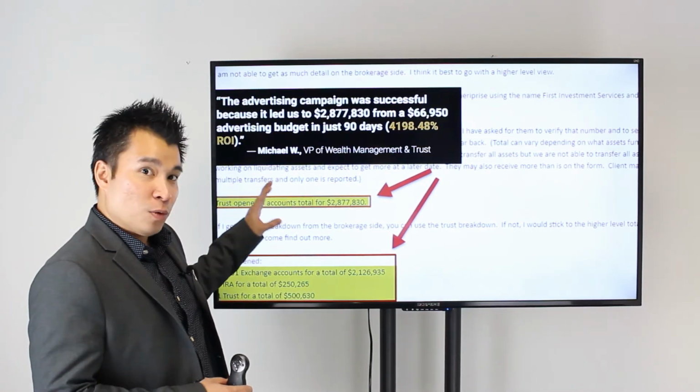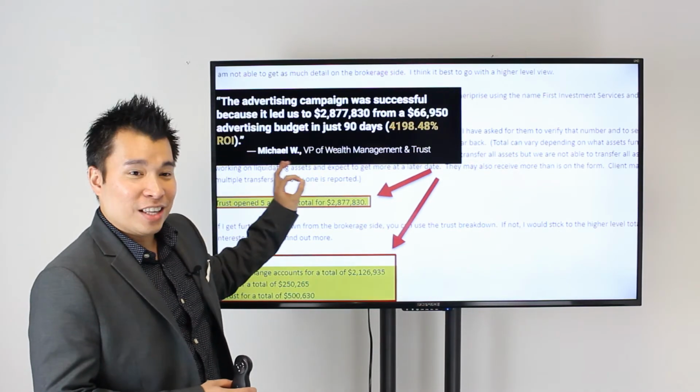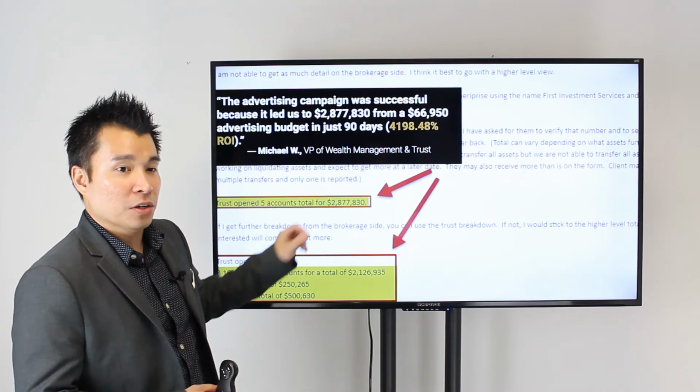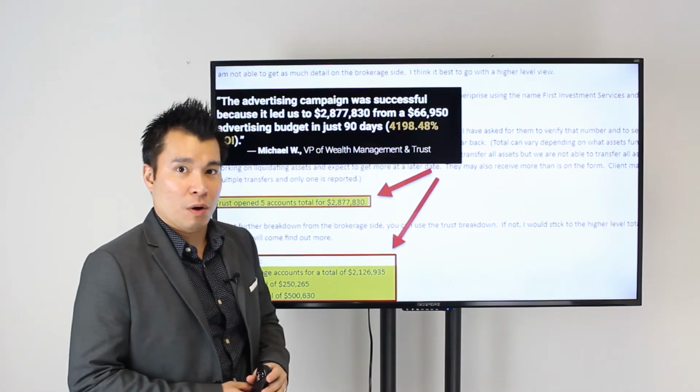And this is exactly the client that we talked about. From $66,000, they were able to increase their deposits to $2.9 million, over 4,000% ROI.